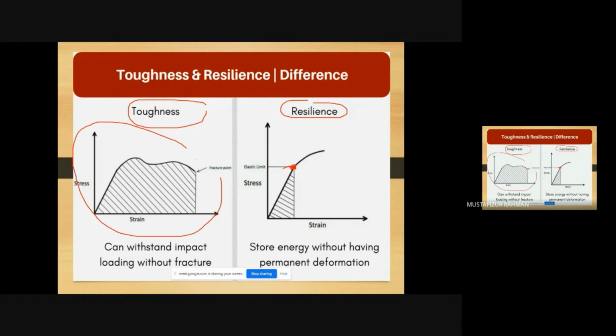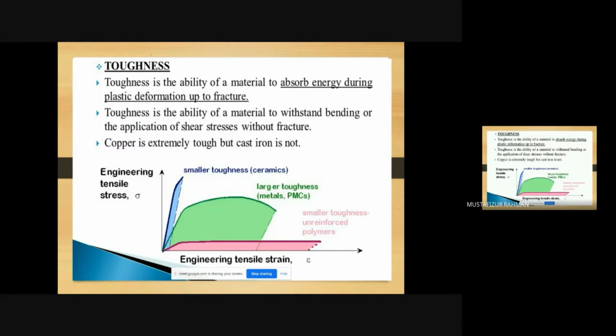And this is the stress strain curve. We already know that. So toughness, by definition, is the ability of the material to absorb energy during plastic deformation up to fracture. And toughness is the ability of the material to withstand bending or application of shear stress without fracture. That is why we are talking about until fracture. Fracture is the last point. Until fracture, how much is the ability of that material to withstand bending or any other forces acting on it.